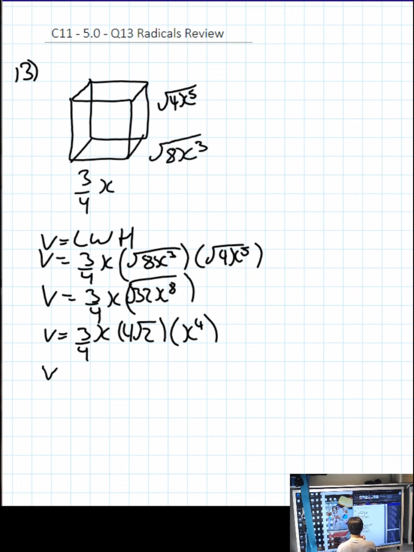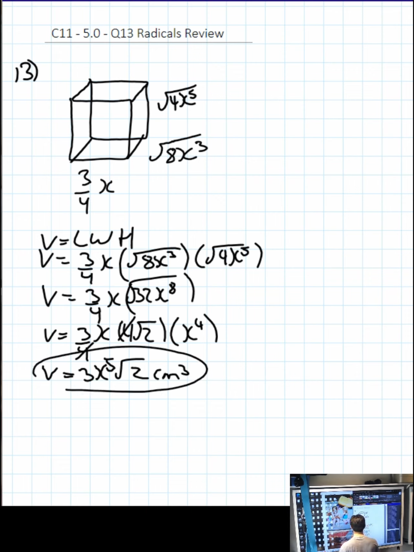So we can bring everything out in front, so we can cancel. We have a 4 on the top and the bottom we can cancel. We're left with 3x to the 5 root 2 centimeters cubed. Don't forget your units, bringing your units back in. So that's a simplified expression for the volume. We can circle our answer, and we are good.